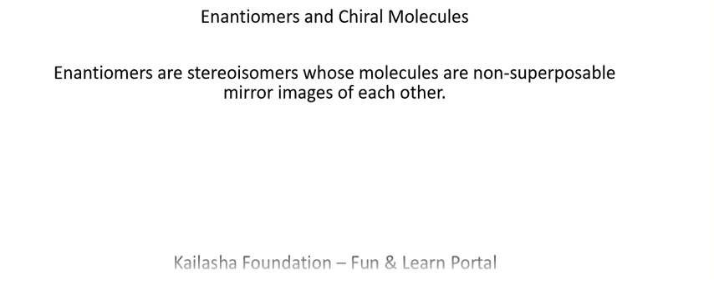Hi, in this video, we are going to learn about enantiomers and chiral molecules. So, we know that enantiomers are those stereoisomers whose molecules are non-superposable mirror images of each other.